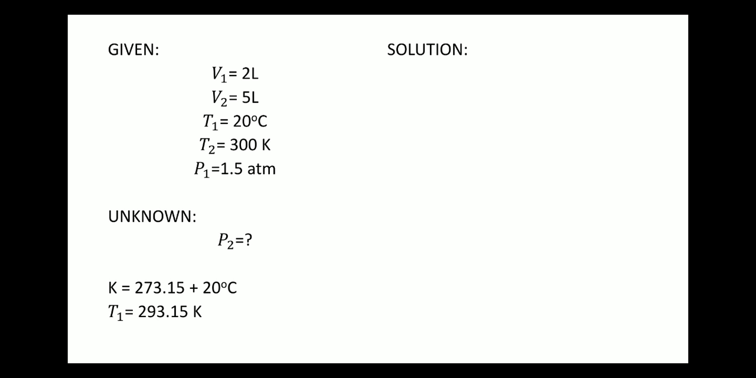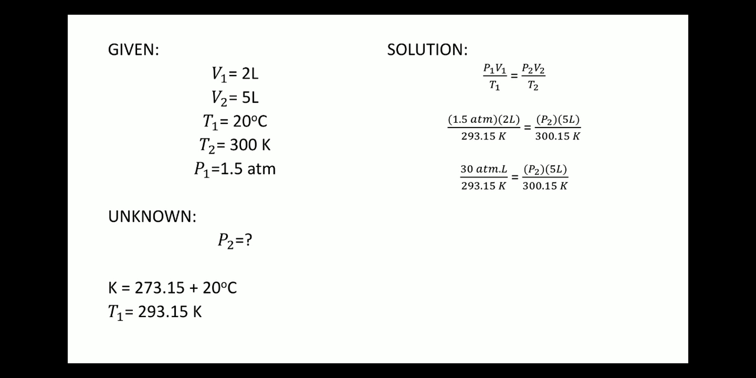So let us convert temperature 1, which is 20, to Kelvin. 273.15 plus 20 is equal to 293.15 Kelvin. For T2, we don't need to convert it because it is already in Kelvin scale. Substituting the values, so we have 1.5 atm times 2 liter over 293.15 Kelvin is equal to P2 times 5 liters over 300 Kelvin.